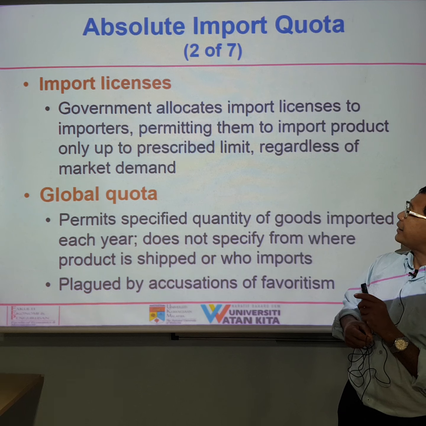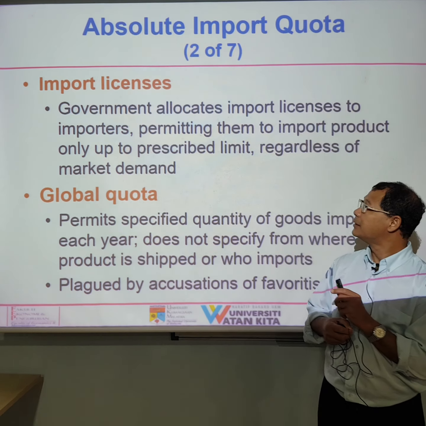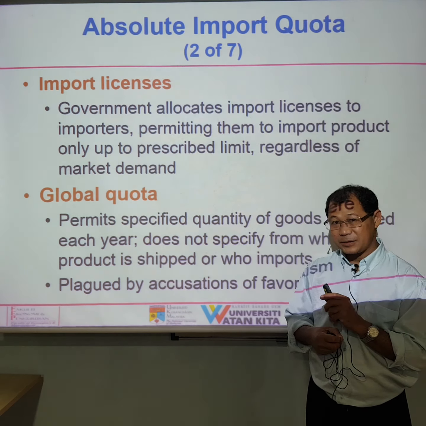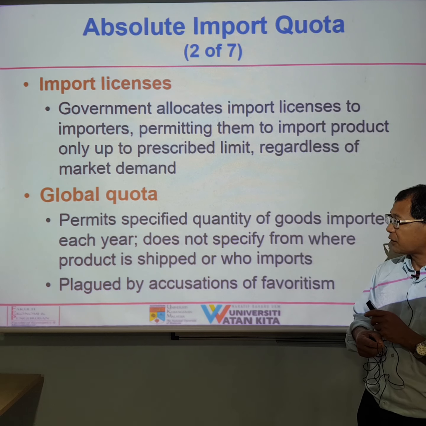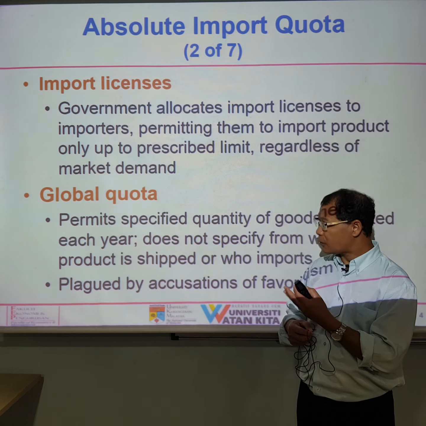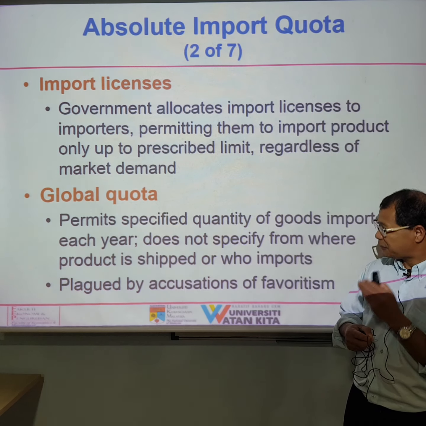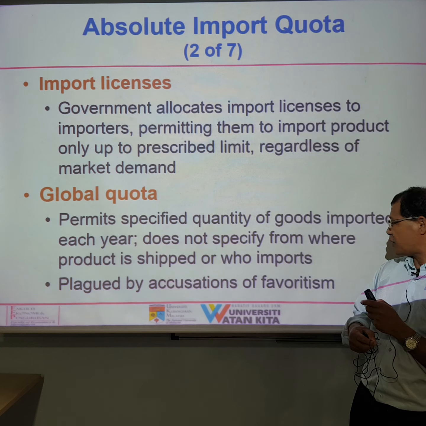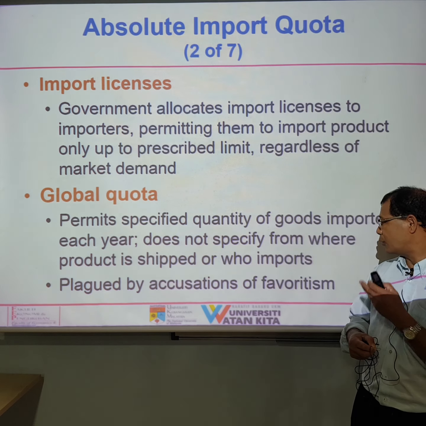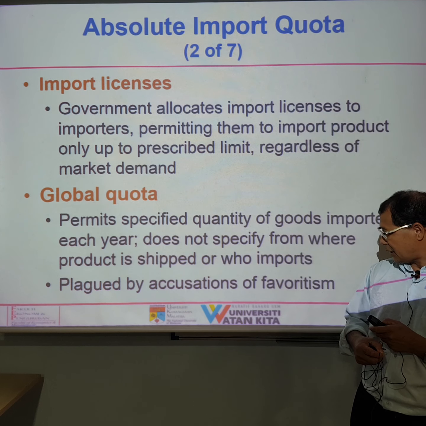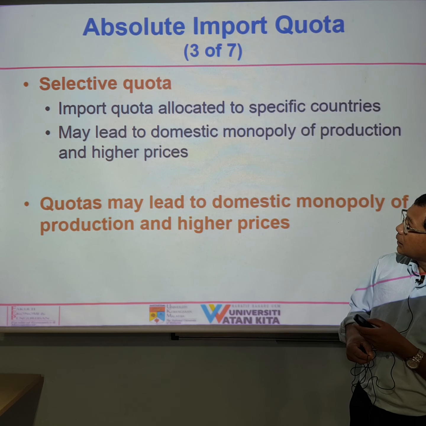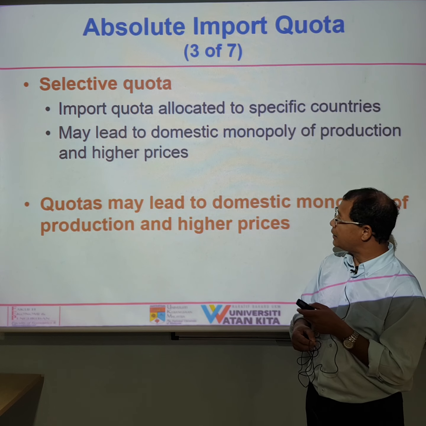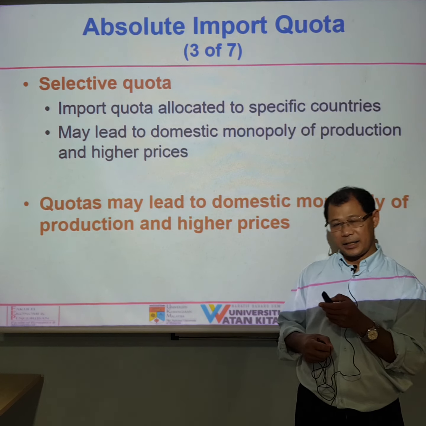So the government allocates import licenses to importers, permitting them to import products only up to the prescribed limit, regardless of market demand. A global quota permits a specified quantity of goods to be imported each year, but does not specify from where the products are shipped or who imports, and is plagued by accusations of favoritism. A selective quota, an import quota allocated to specific countries, may lead to domestic monopoly of production and higher prices.